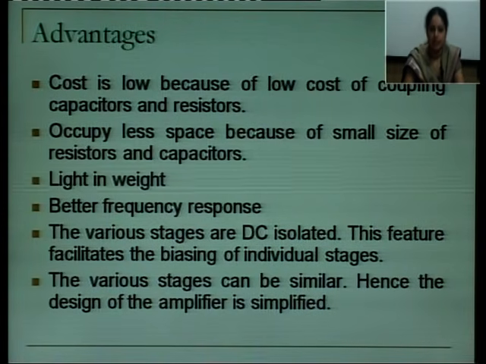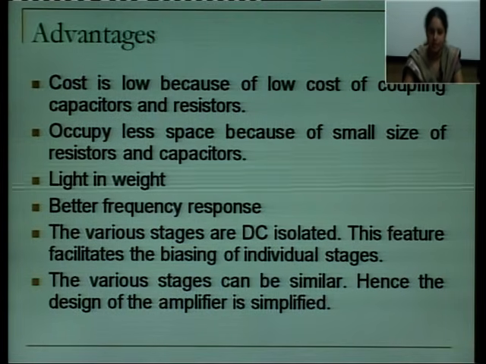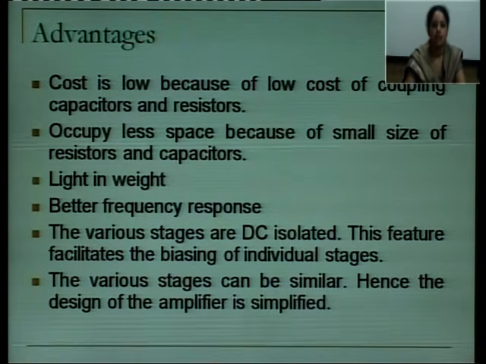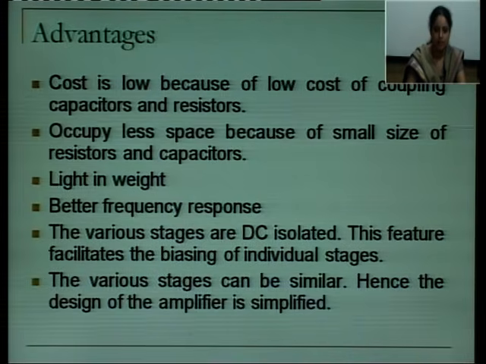You are having a better frequency response. The various stages are DC isolated. This feature facilitates the biasing of individual stages. DC isolated means you are blocking the DC and you are allowing only AC to pass on. The various stages can be similar, hence the design of the amplifier is simplified.